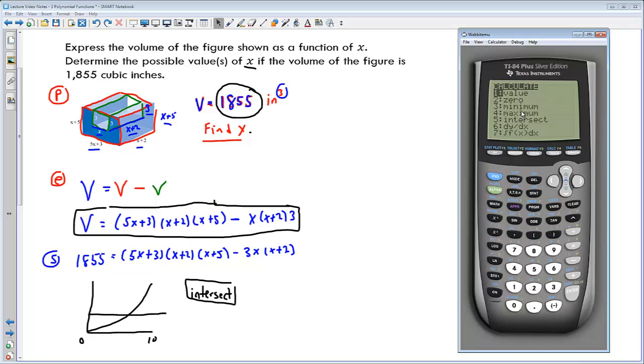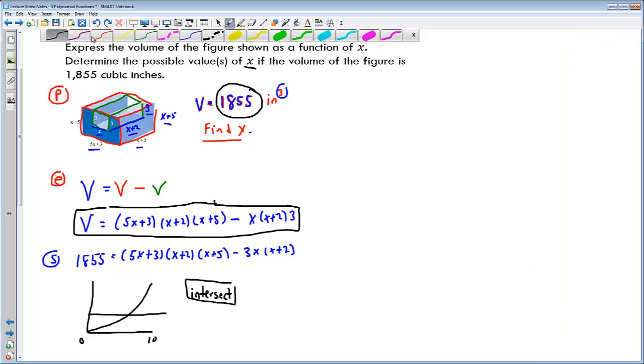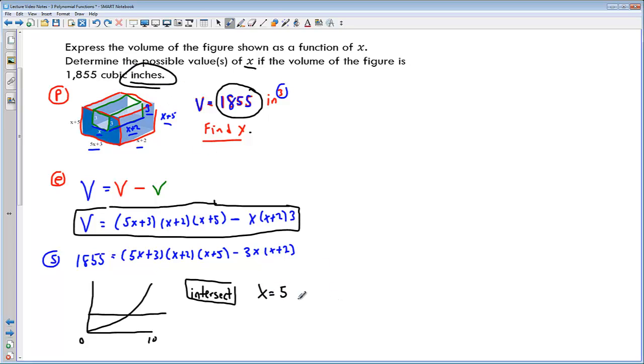These are all different things we can do with the calculate menu, which we've seen before. We've been finding maximums most recently, and we found zeros one day. But now we're going to go down here and do intersect. So we hit enter on intersect, first curve, second curve, give it a guess, and it pops right to it. 1,855. So my answer, of course, is that x equals 5, and not 5 just anything, it's 5 inches. That's important, so don't forget the units. So 5 inches.